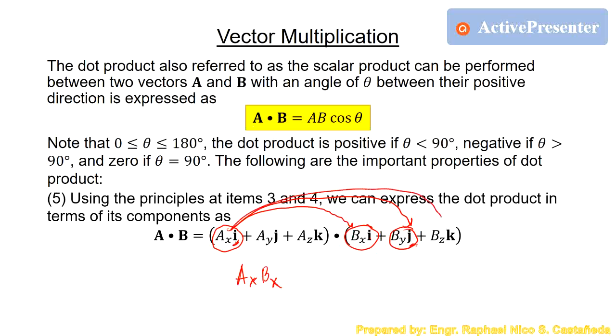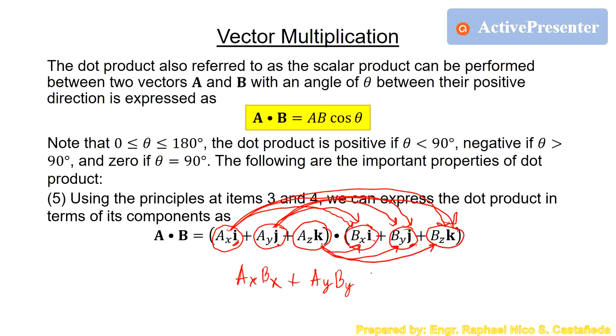Then we have also this one. This is also 0. i dot k is 0 because the angle between i and k is 90. So if we continue doing that, this one is also 0. This one right here is ay by, because j and j is 1. Then this one right here is 0. Then here 0, because k and j are 90 degrees to each other. And the last one here is az bz, because k and k is 1.